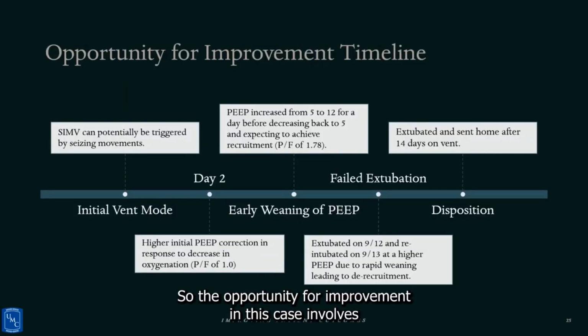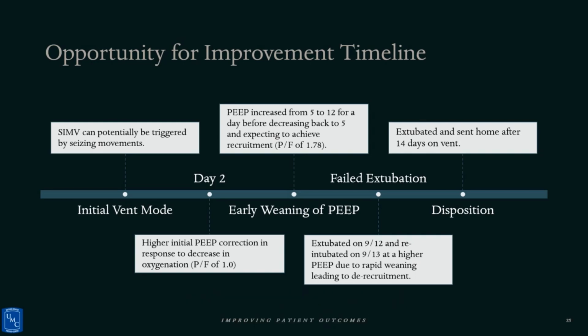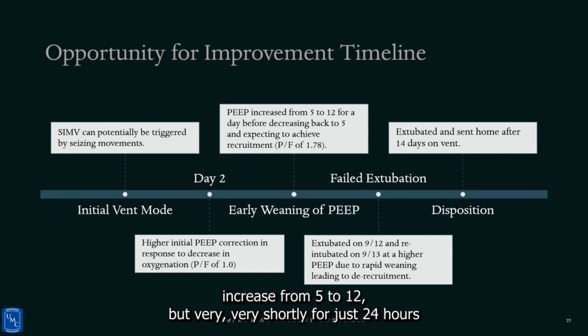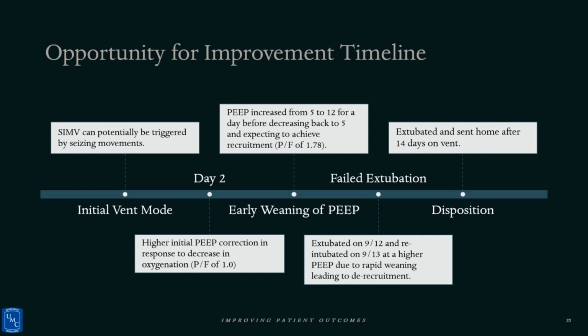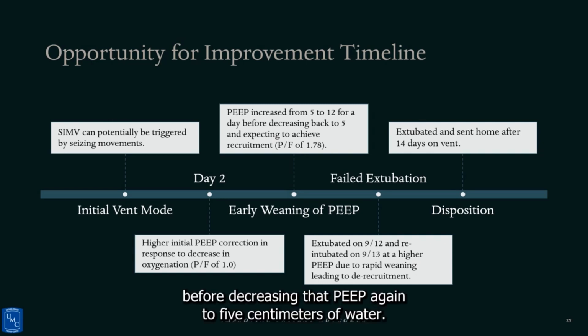So the opportunity for improvement in this case involves maybe choosing a different mode of ventilation, as SIMV mode can potentially be triggered by the seizing patient, creating a false triggering event. There's also, on day 2, we could have had a higher initial PEEP correction, considering that the patient's PF ratio was very low and we required high oxygenation via FiO2 administration only. The patient had a very short period of recruitment. On day 3, the patient had a PEEP increase from 5 to 12, but very shortly, for just 24 hours, before decreasing that PEEP again to 5 centimeters of water.